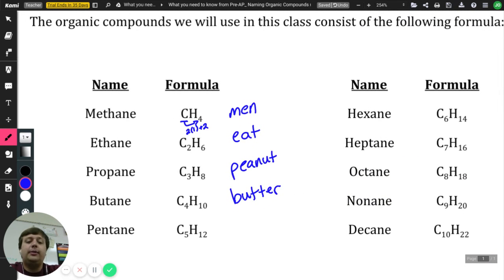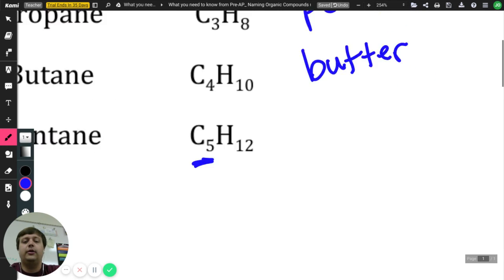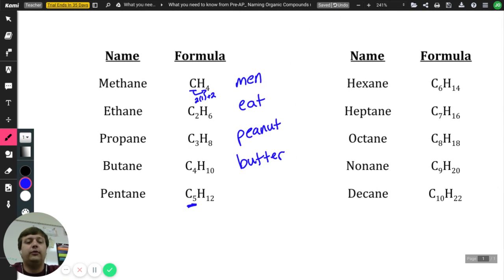Now, men eat peanut butter. That helps me remember the order of those first 4. Why? Because the next 6, they use the prefix that we use with covalent compounds. So for here, with pentane, the prefix for 5, which is how many carbon I have, is penta, right? If we are talking about octane, the prefix for 8 is octa, okay? If we're talking about nonane, the prefix for 9 is nona.